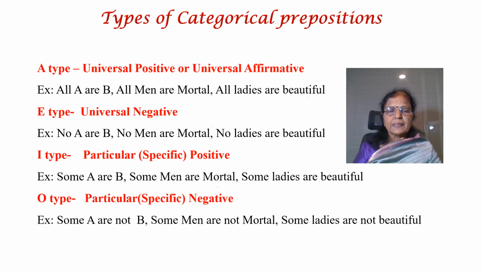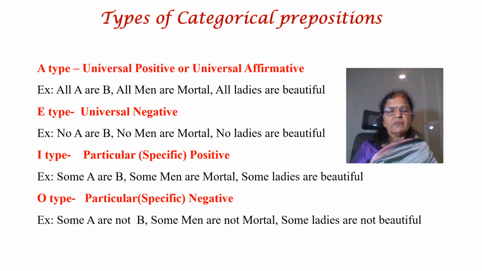See, the types of categorical propositions. There are 4 types of categorical propositions, and you have to mark these 4 types, but it's very easy. You need not mark the example. You just look at the example and you will come to know how to categorize them. So you have to know what is A type, what is E type, what is I type, what is O type. Otherwise, you cannot do any problem on syllogism.